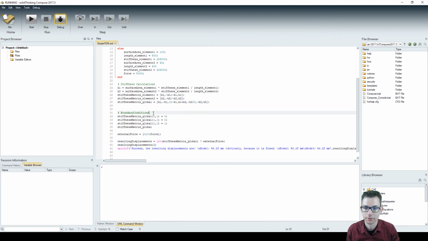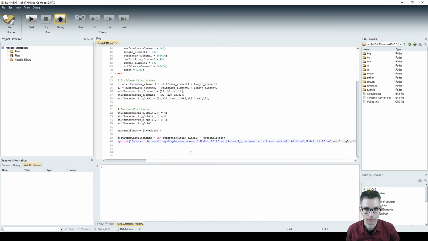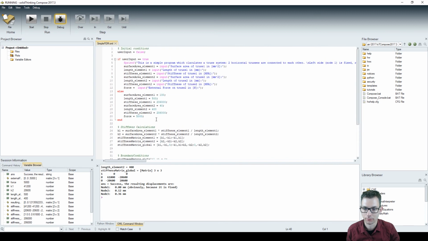And here are the boundary conditions, which are setting the first column and row to 0 and the diagonal element to 1. And the force vector is equal to 0, 0, force. And here's the solving step of the equation, and this is just the leftover. And at the end you get a nice little message if it worked or not. So for this system I defined over here, we have this stiffness matrix and these displacements. Yeah, that's about it for this program.